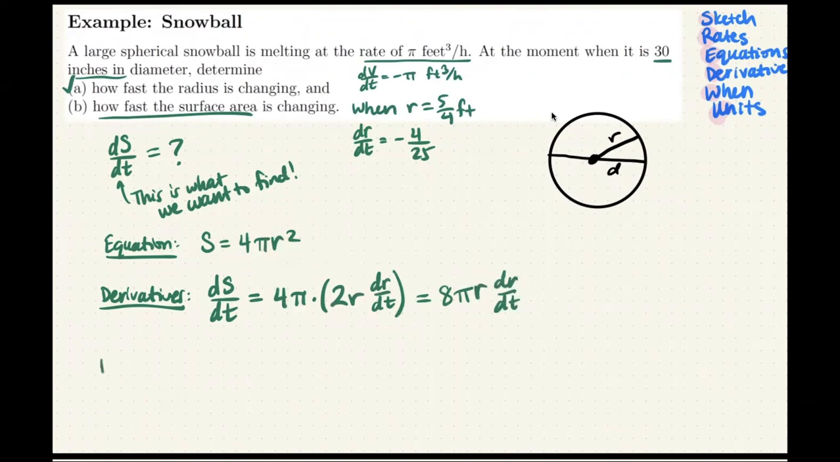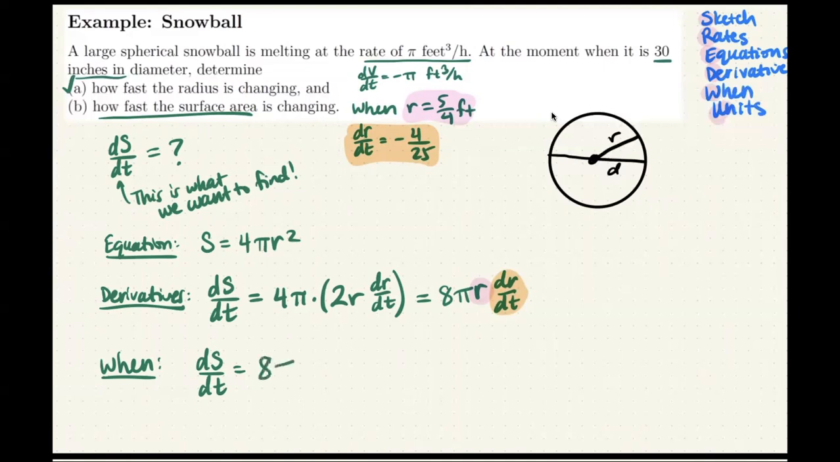At this point, I'm at the when step. I've taken all my derivatives, and the when step means plug in values. What I wanted to know was dS/dt, and I know that it's equal to 8 pi r dr/dt. So I need to plug in a number for r and a number for dr/dt. I already know that r is 5 over 4, so I'm going to plug 5 over 4 in for r. And I know that dr/dt from the previous part of this problem is negative 4 over 25, so I'm going to plug negative 4 over 25 in there.